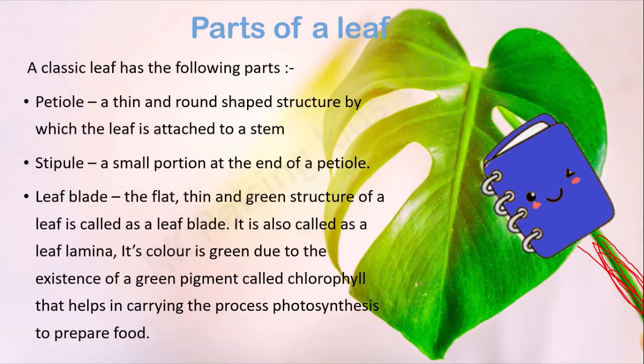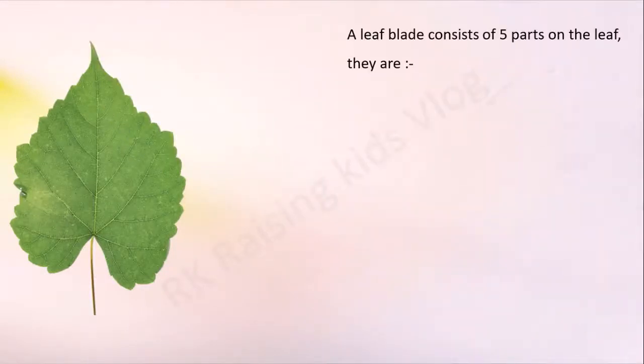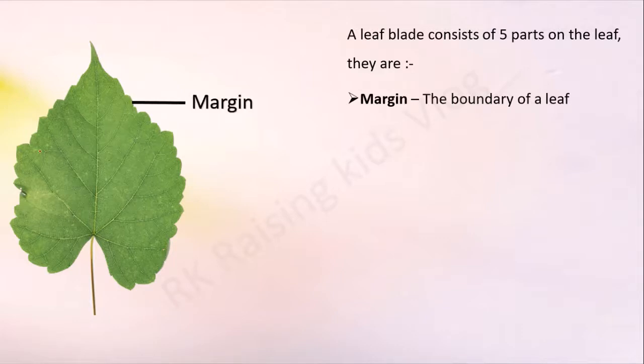Next, we'll know about the leaf blade. The leaf blade consists of 5 parts. They are: number 1, margin, the boundary of a leaf. See, this is the margin. I think you can see it like this. This whole thing is the margin of the leaf. Number 2 is apex. It's the pointed tip of a leaf. So this is the apex, this tip.